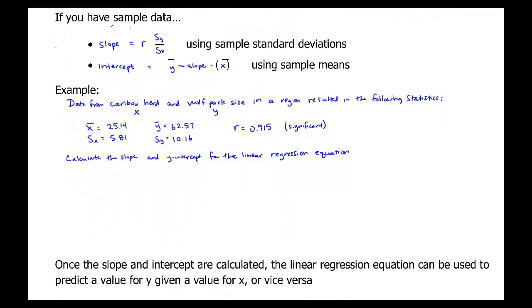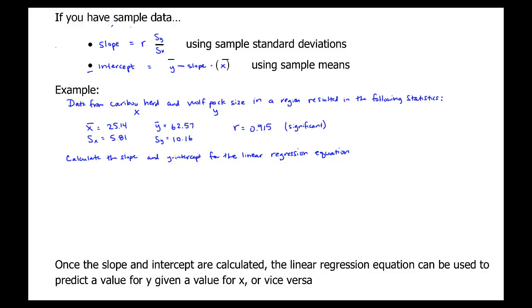So to calculate the slope, we take the correlation coefficient, r, times the standard deviation of y divided by the standard deviation of x. And for the intercept, we have the sample mean of y, or y bar, minus whatever you just calculated for the slope times the sample mean of x, or x bar.